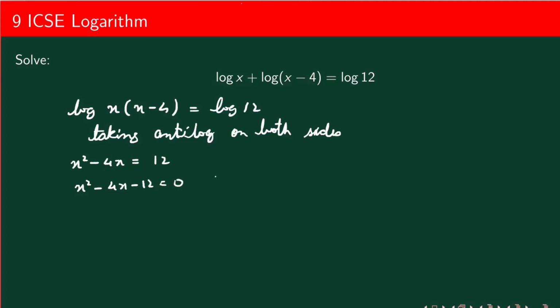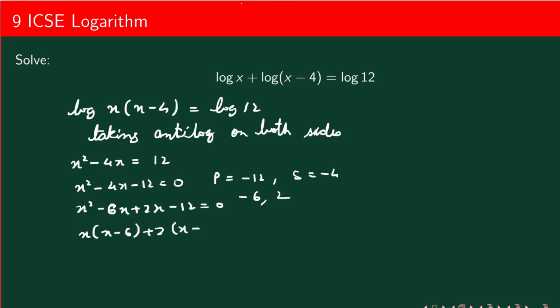Okay, so how do you factorize this? Product is minus 12 and sum is minus 4. What are the two numbers? Think about it. Pause the video. Okay, so the answer is negative 6 and 2. So when you have x square minus 6x plus 2x minus 12, so you get (x minus 6)(x plus 2).